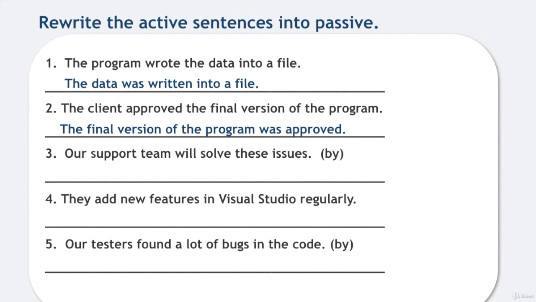In this sentence, you have to use the doer of the action. You have to mention who does the action or who will do the action. So you have to use the word by, and the answer is: these issues will be solved by our support team. This is important, so we don't leave out the doer of the action, but introduce the support team with the word by. Number 4.